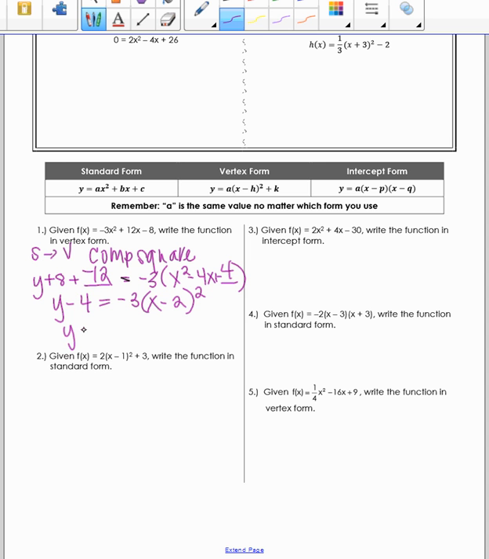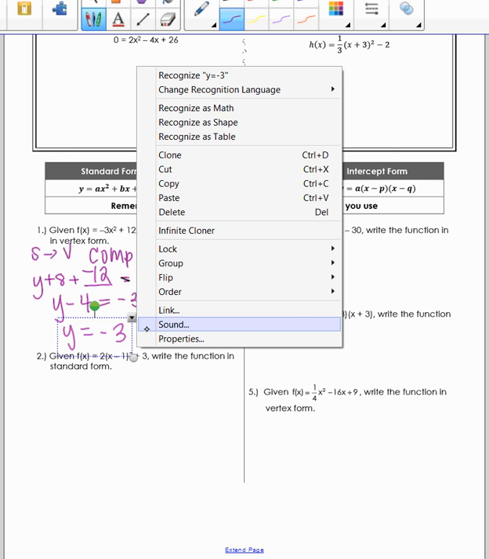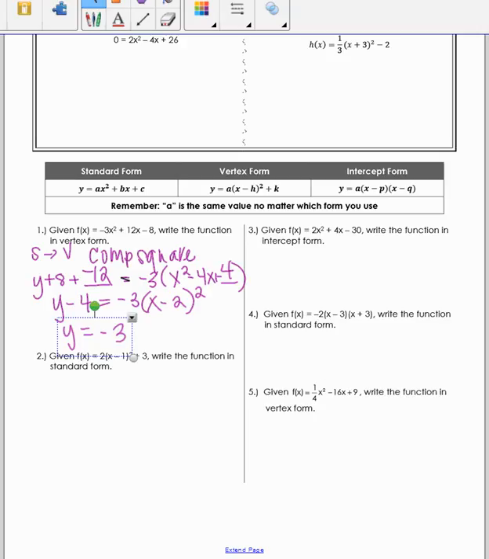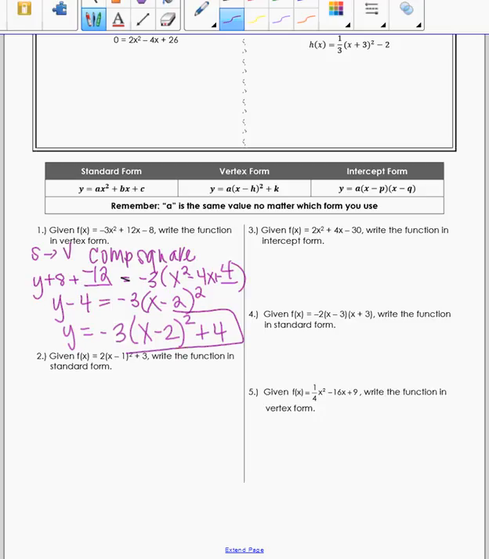So you have y equals negative 3 times x minus 2 squared plus 4. Okay, that's your final answer.